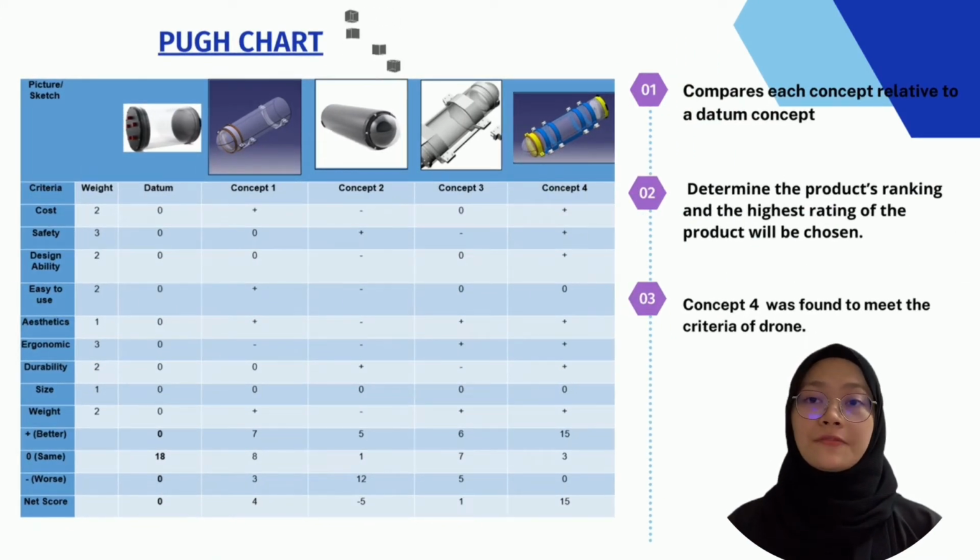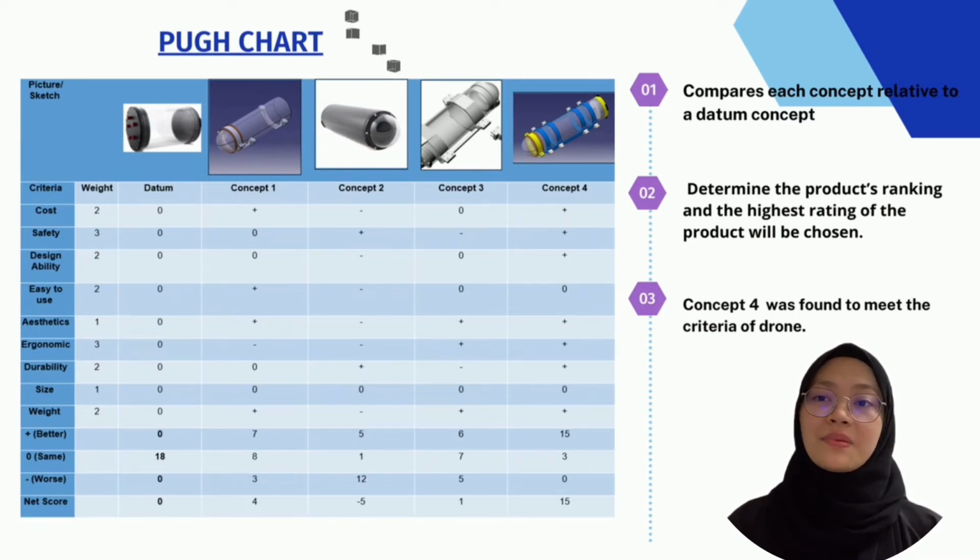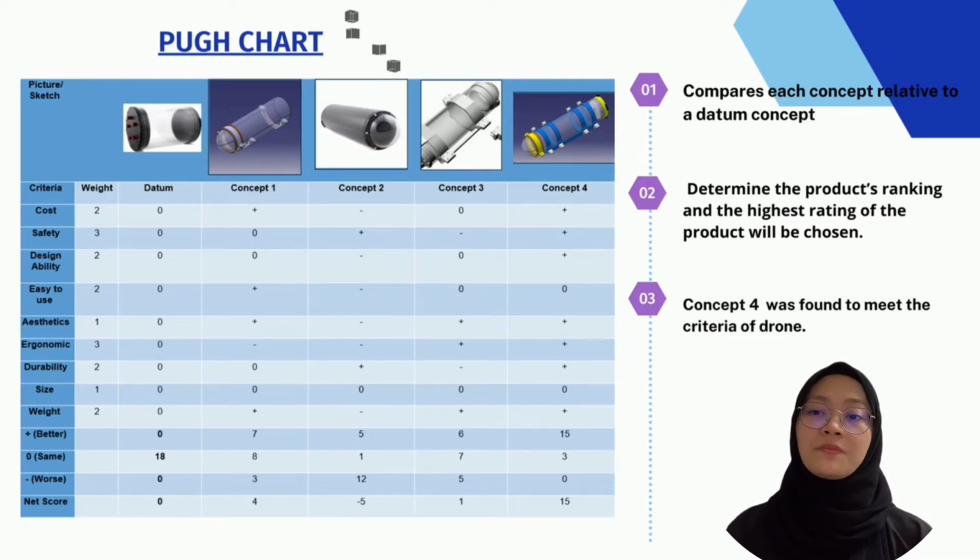In this evaluation concept phase, our team has decided to use the Pugh chart as our tool to identify the most promising design concept. The Pugh chart method will compare each concept relative to a datum concept and determine whether the concept in question is better than, poorer than, or about the same as the reference concept. Several criteria and aspects have been compared in the tabulated data above, which include cost, safety, designability, aesthetic, ergonomic, durability, and many more. Every criterion had been given a score for every product based on the specific weight using the symbols plus, minus, and 0. This is important to determine the product's ranking, and the product with the highest rating will be chosen. Through this analysis, concept 4 meets all the criteria of the body part that we want, and it obtained the highest score compared to the other concepts.